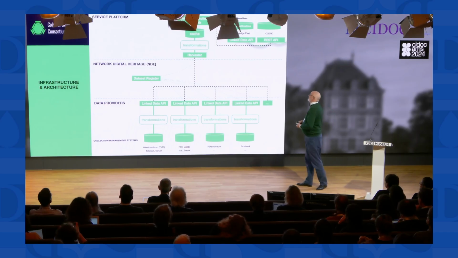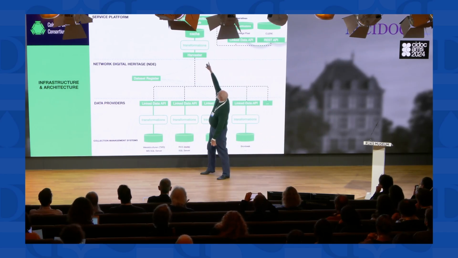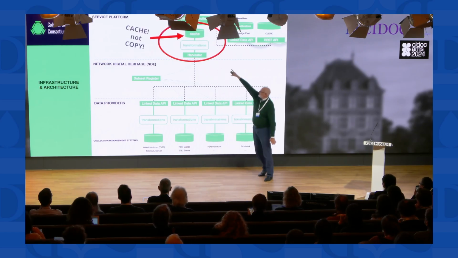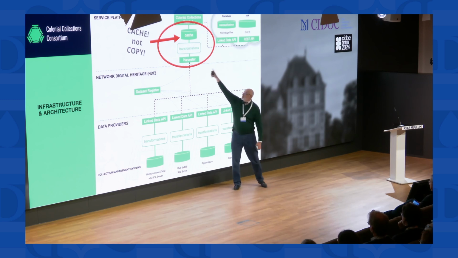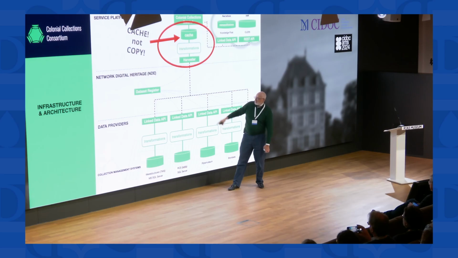This is where I would really like to go. This is the perspective of the service platform. We are a cache, we're not a copy. So that's one of the things that I would immediately like to say. I don't want to be a copy. I would like to run these transformations through the network of digital heritage. That's what Anna was talking about. Retrieve the data from the providers.